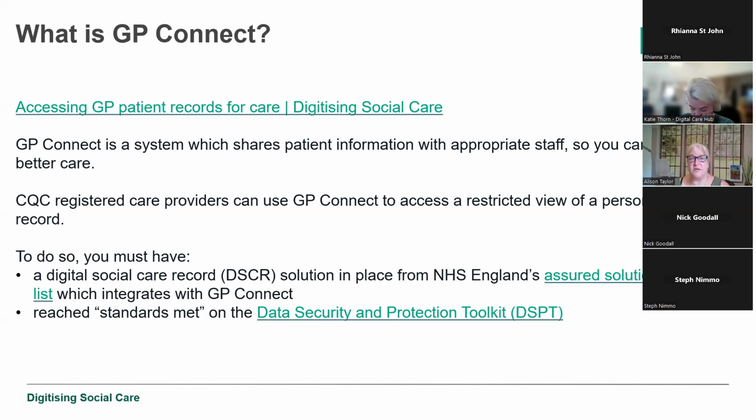So to be able to make this live within your care home, within your DSCR, you need to have one of the assured solutions lists, which integrates with GP Connect. Currently there's 6, and in the next few months we're hoping there'll be maybe 12 to 15, and that's obviously on the website, the assured solutions list and the listings, so the functionality that they can provide, so you'll be able to see when and where they're assured against that.